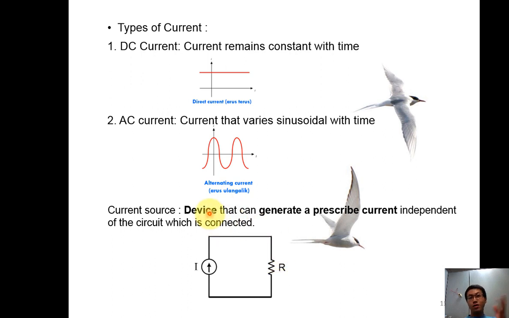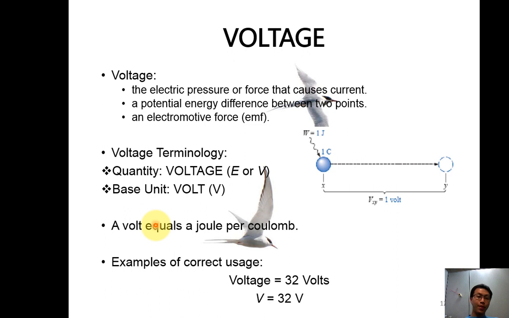So device. What is a device? A device is something like our handphone, our computer, electronic devices, instruments; all are called devices. So it is an instrument or device that can generate a prescribed current, the fixed current, independently of the circuit which is connected. Independently of the circuit means no matter how I change the circuit. Let's say I set 10 ampere, it will always be 10 ampere.